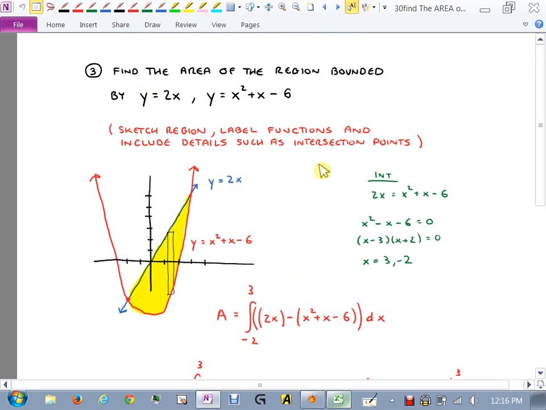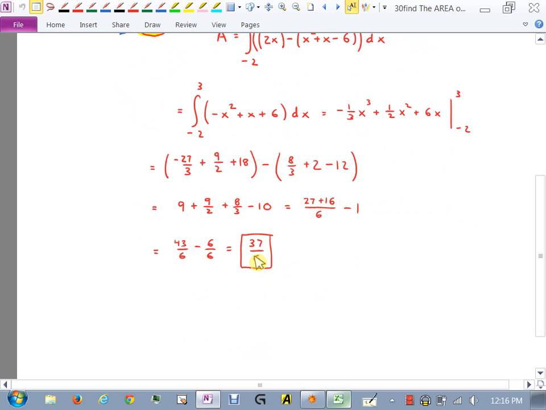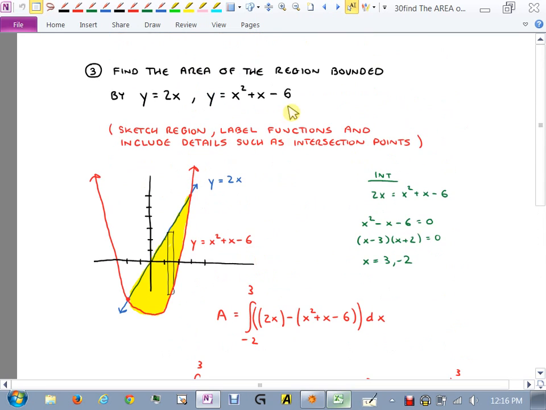Okay, find the area of the region bounded by these two curves. Sketch the region, label functions, and include details such as intersection points. So I ask for a sketch. I ask for it to be labeled. Here's the intersection. Pretty reasonable functions, wouldn't you say? Quadratic, factored nicely. Set it up, took it all the way through. I didn't say set up only, right? So that had to be taken all the way through.